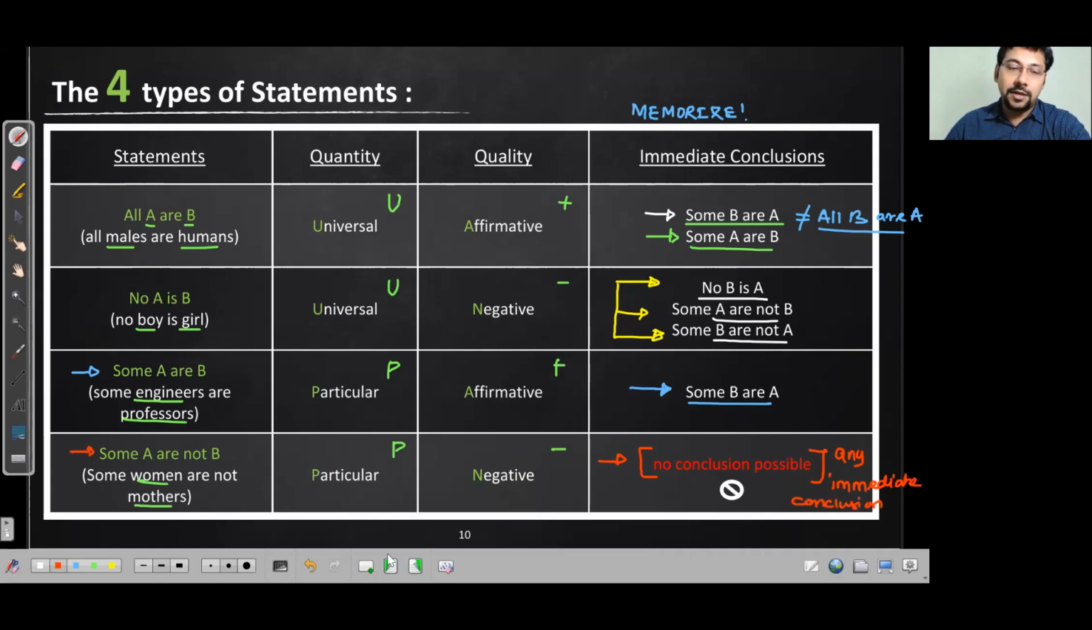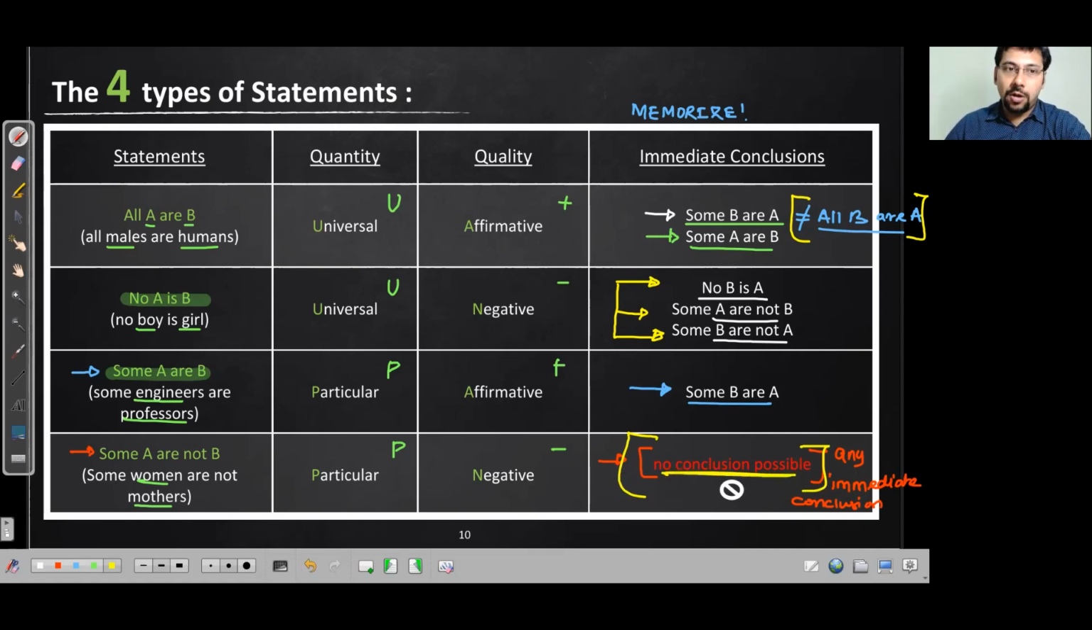Now, having said that, how do we quickly learn this table? I think the rest of the things are very easily manageable. You can quickly remember: no A is B, some A are B. The only two important points that we need to remember for sure, so that we do not make mistakes, are that all A are B doesn't give all B are A, and the particular negatives do not give any conclusion immediately.